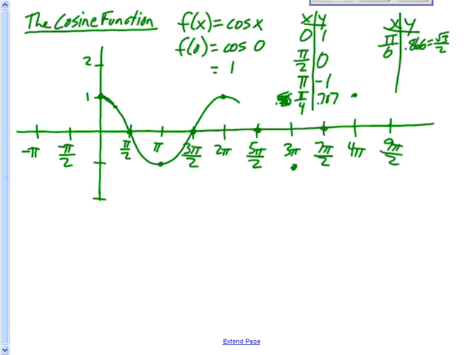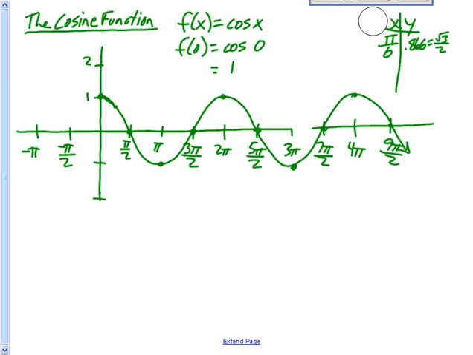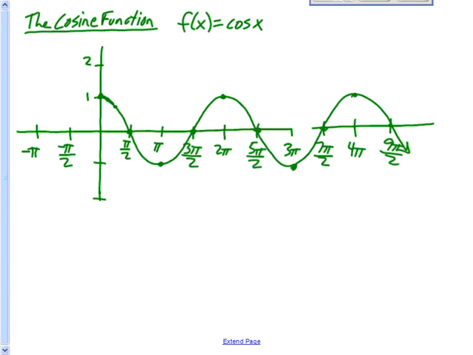And then we follow this cosine curve, and that thing keeps going. Let me erase some of these extras here. And of course, you can plug in cosine negative pi halves, that's 0. Cosine negative pi, negative 1. And so on. So that keeps going.